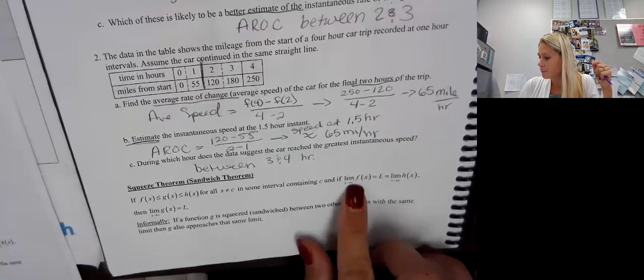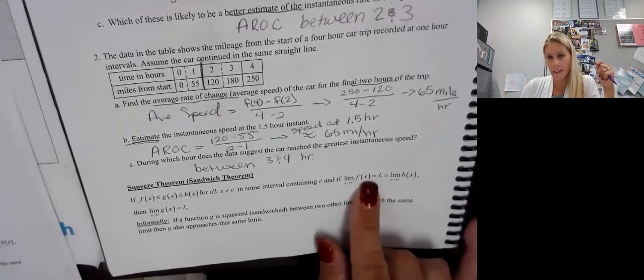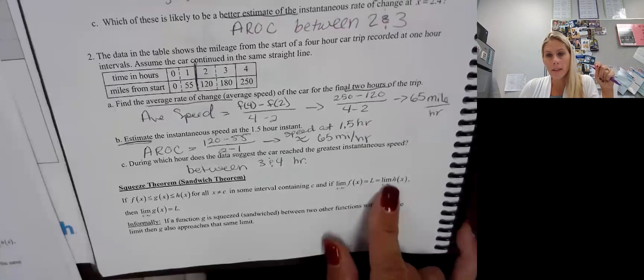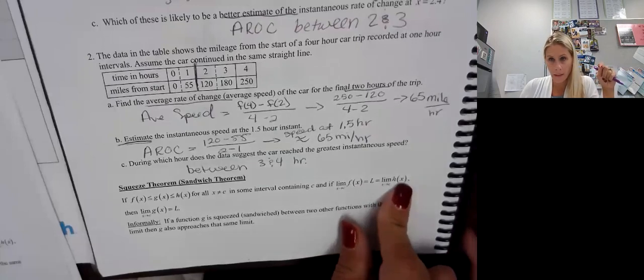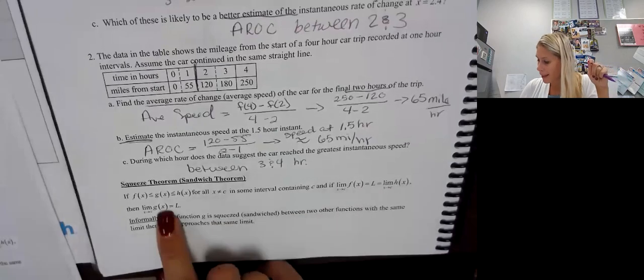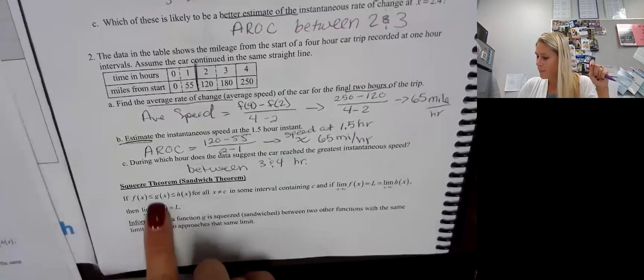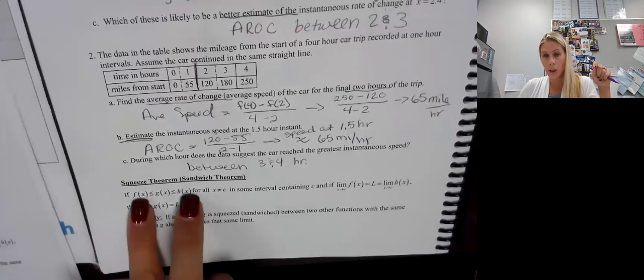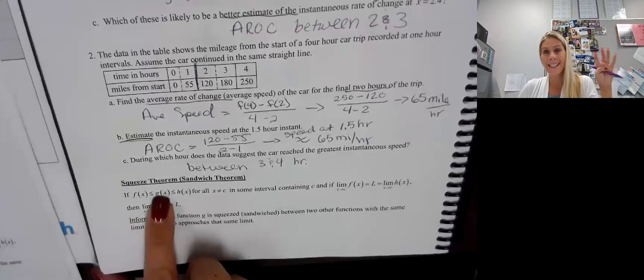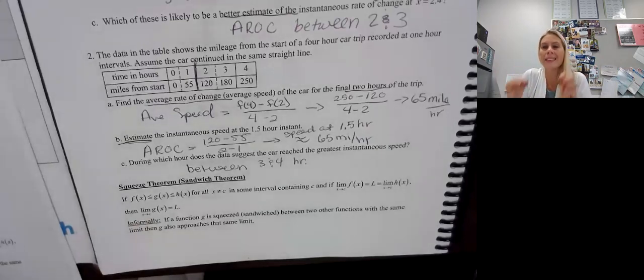If the limit as x approaches c of f of x also equals the limit as x approaches c of h of x, that means that the limit as x approaches c of g of x is that value, okay? So again, if I have a function that lays in between, and these two have the same limit approaching the same x value, then we can say that also happens for g of x because of the squeeze theorem. So what does this actually mean? If a function g is squeezed or sandwiched in between 2 other functions with the same limit, then g approaches the same limit, okay?